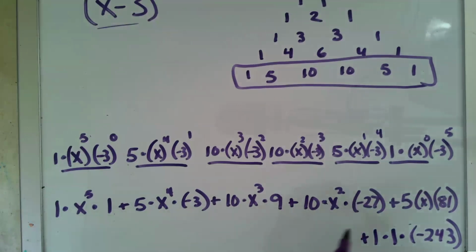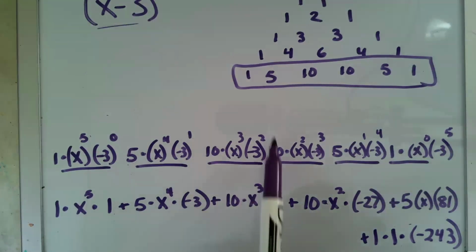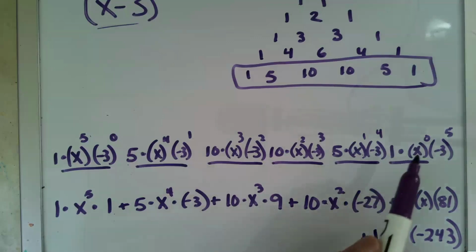One thing you should notice is these terms are going to alternate between positives and negatives, because when I'm raising a negative to an odd exponent, those terms are going to retain their negative. Whereas when I raise a negative number to an even power, those terms are going to multiply that negative out. And then also notice that by the time I get to here, my x to the 0, anything to the 0 power is just a 1.